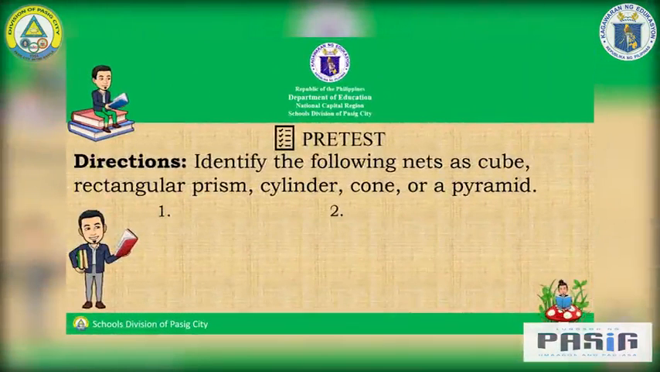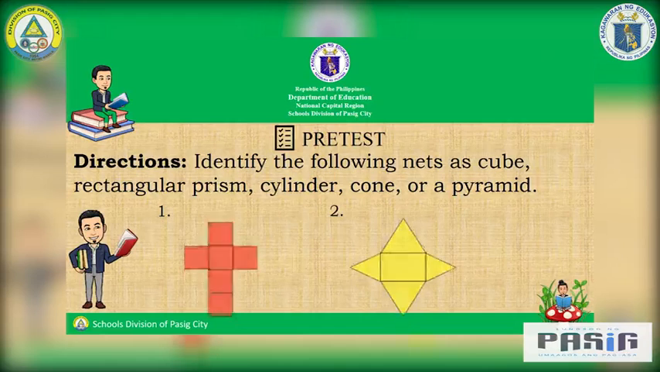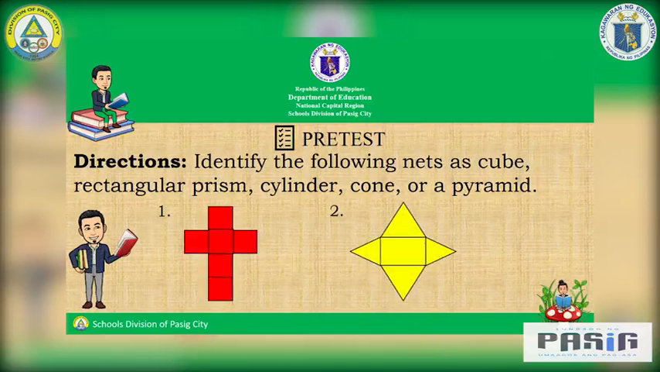Let us begin our lesson with a pre-test. Identify the following nets as cube, rectangular prism, cylinder, cone, or a pyramid. I will give you 5 seconds to answer. Your time starts now. Time is up. The answer for number 1 is cube. For number 2, pyramid.